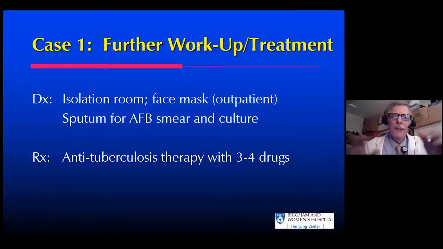So the workup guided by the findings on x-ray in this patient with hemoptysis, if they're in their office, put on a face mask. If they're in the hospital, they go into an isolation room, and we're going to work them up for pulmonary tuberculosis. And the treatment for hemoptysis is likely to be anti-tuberculous therapy with typically 3 to 4 drugs depending on resistance patterns in your region.